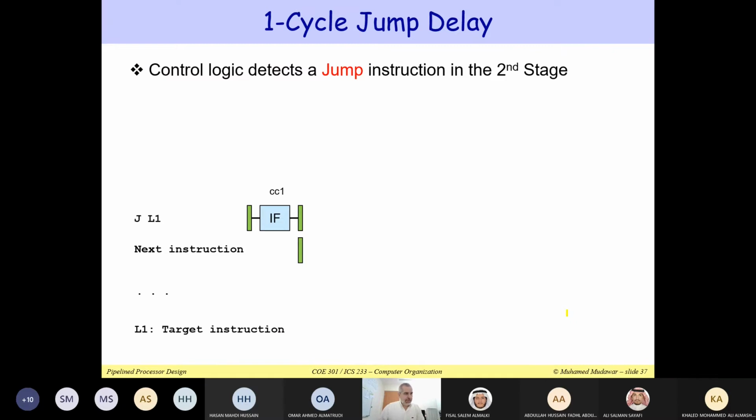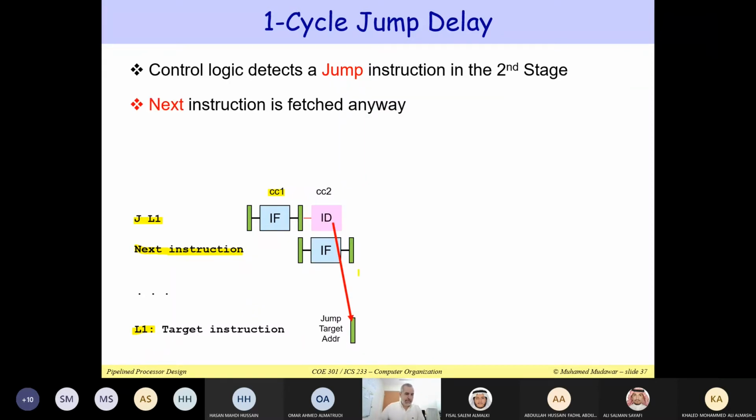Let us take a look at the jump first. Here's an example: jump L1. L1 here is my label, and this is actually my target instruction. This is my next instruction that comes in memory. During clock cycle number 1, you fetch the jump instruction. We don't know it is a jump because we did not really fetch it yet. First you have to fetch it from the instruction memory. This is the instruction fetch stage.